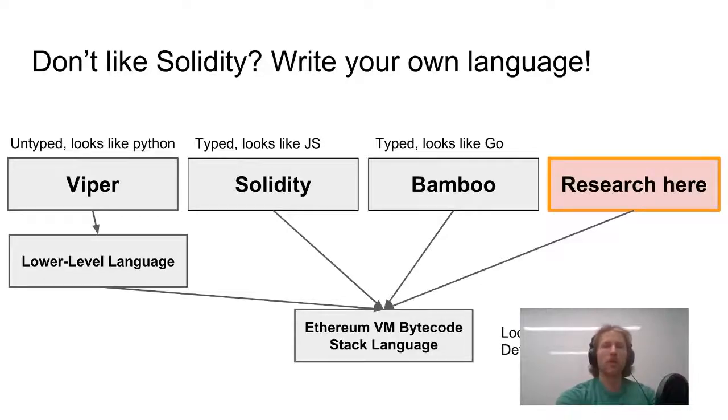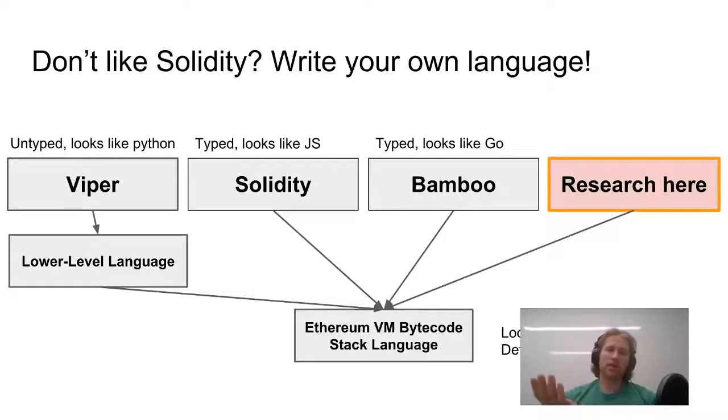So Viper, probably the most popular one, looks more like Python in its syntax than Solidity does. But there are a lot of other people, and I'd encourage you to throw your hat into the ring to develop other smart contract programming languages. As long as you can write a compiler that will take your programming language and produce EVM bytecode, that means that you can deploy your smart contracts on the Ethereum network.